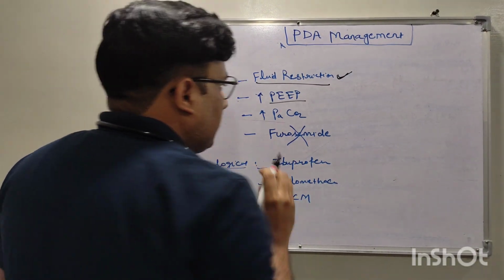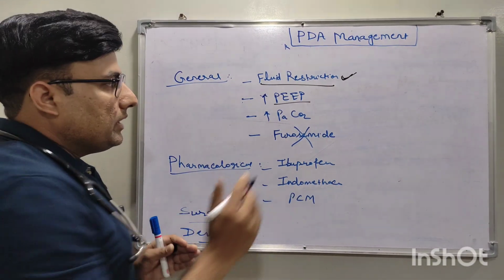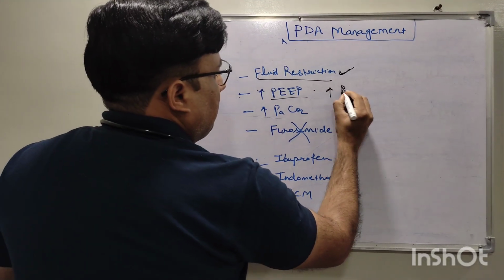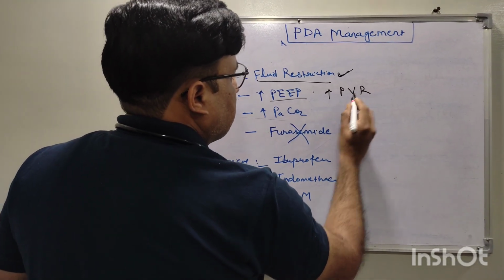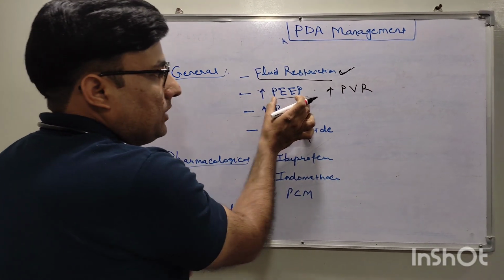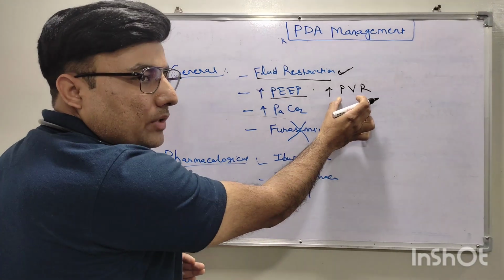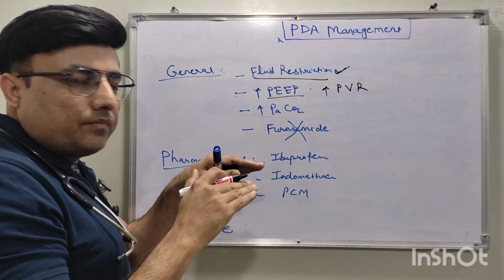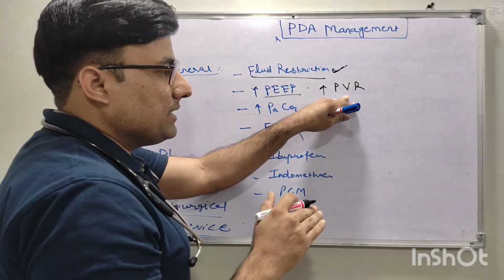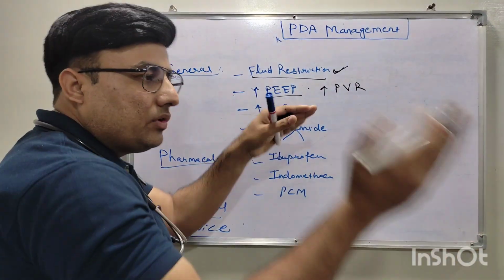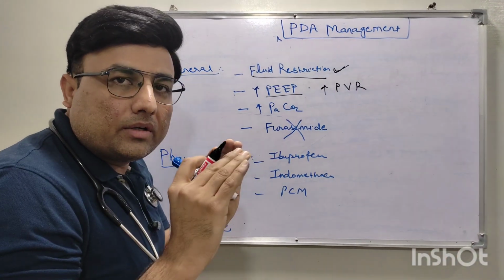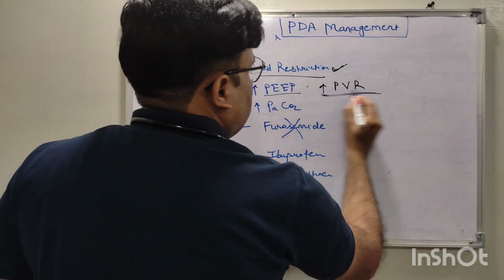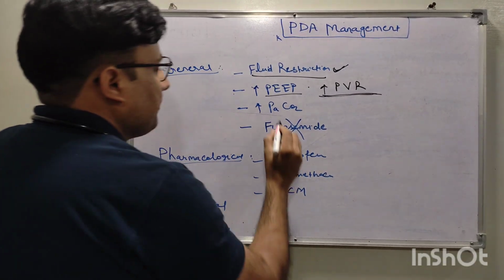Second, we should give adequate PEEP, or we can increase the PWP, that will increase the PVR, pulmonary vascular resistance. Because of the increase in PWP, there will be an increase in the pulmonary vascular resistance, that will reduce the left to right shunt. If PVR is increasing, that will reduce the left to right shunt through the duct. So duct shunting is reducing here.